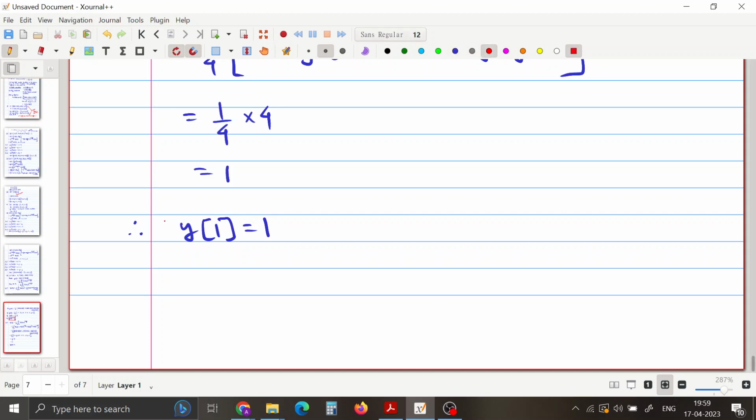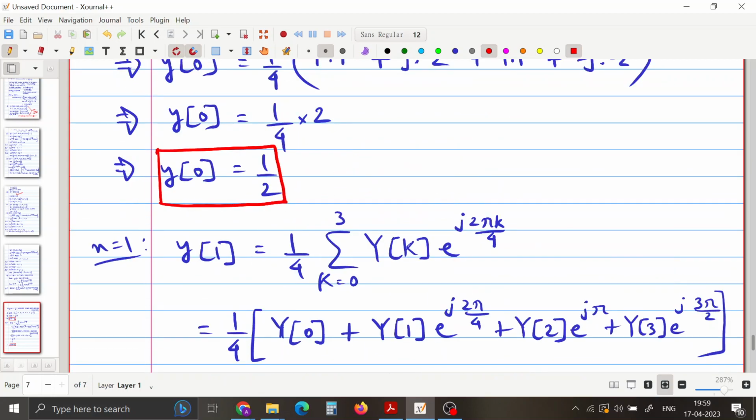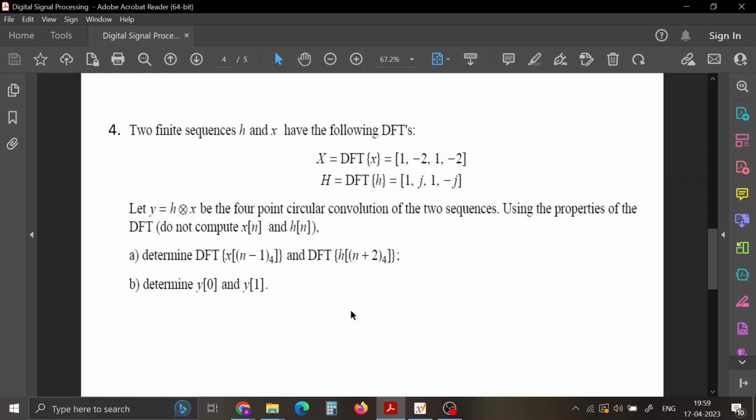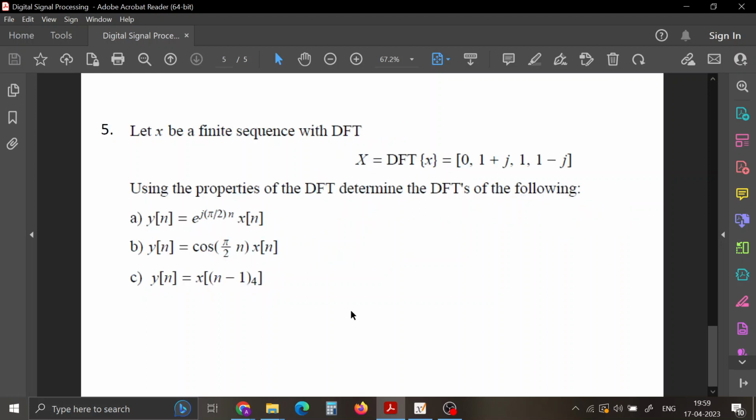So you calculated both the required values. Y of 0 was half and y of 1 is 1. Okay, that's it. Question number 4 is done. Now coming to the final question of today's session.